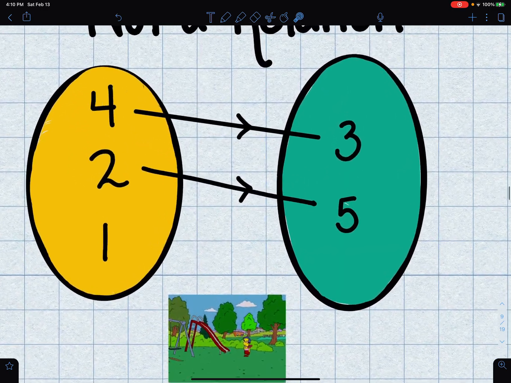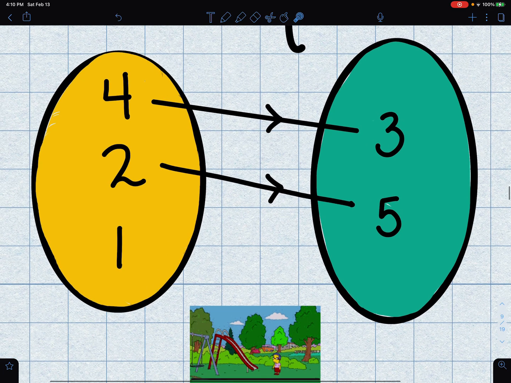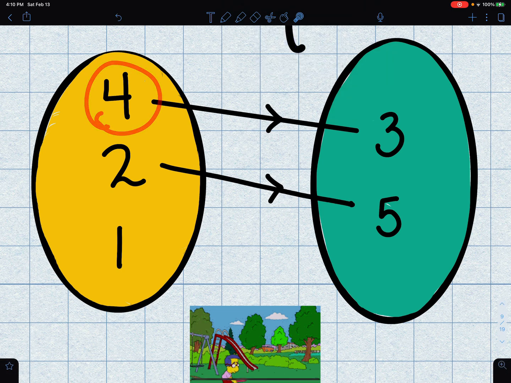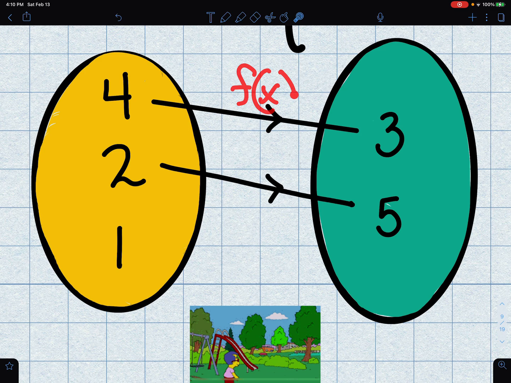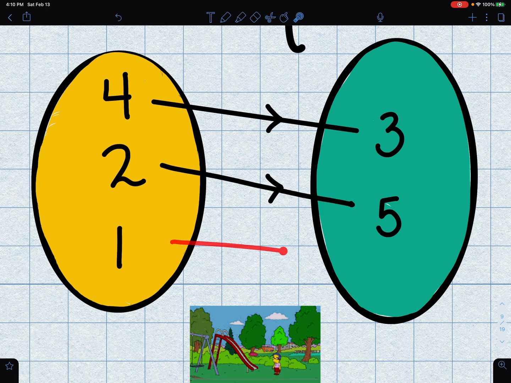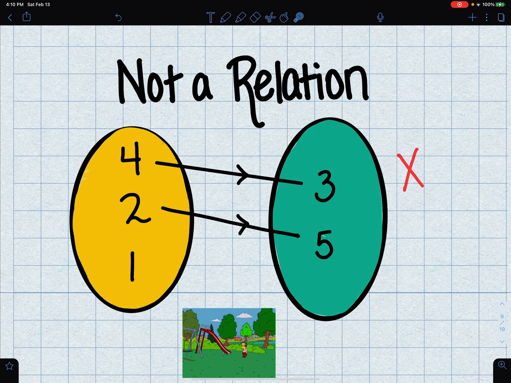What about this one? This is actually not even a relation because check it out. You put in a 4, and whatever this machine is doing, we don't know the f of x, it's giving you a 3. That's fine. What if you put in a 2, it's going to give you a 5. That's fine. If you put in a 1, it's going to steal your money. It's not going to give you anything. There's nothing over here. This is like having an x with no y. An x with no y is like a broken heart. You can't have that.